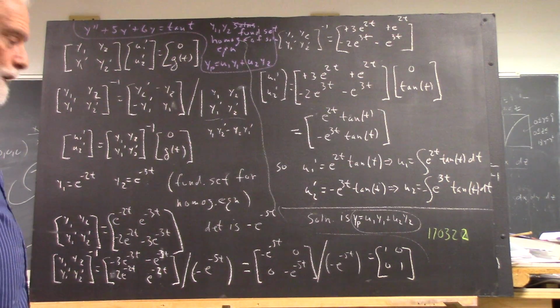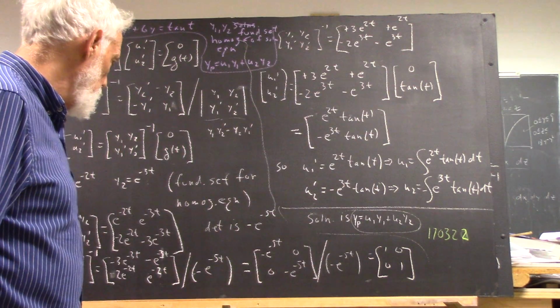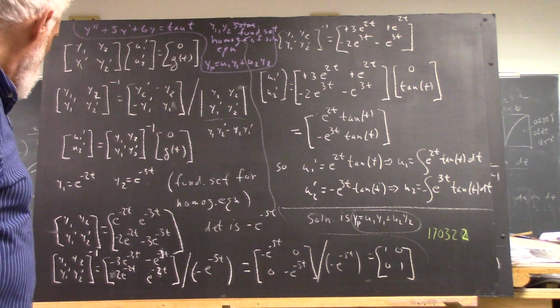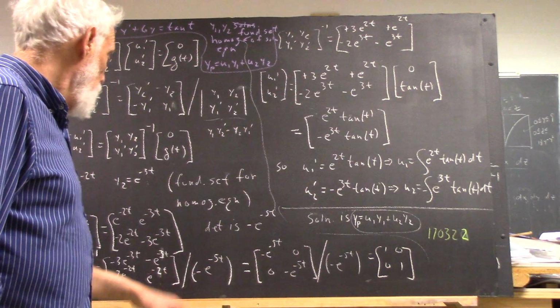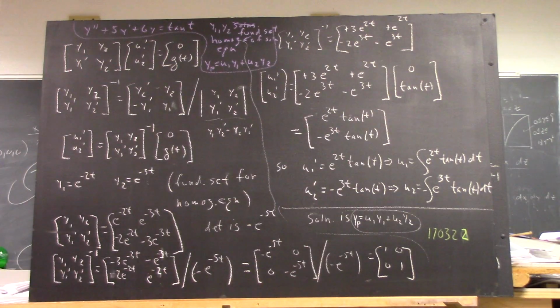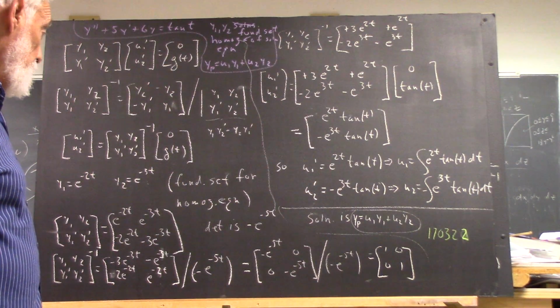That sounds simple, but I was kind of under the influence of allergies when I did this, and I did it wrong about 6 times. So keep an eye on me. Okay, well, anyhow, we have this, and of course we have to divide by the determinant, which is easily found to be negative e to the negative 5t.